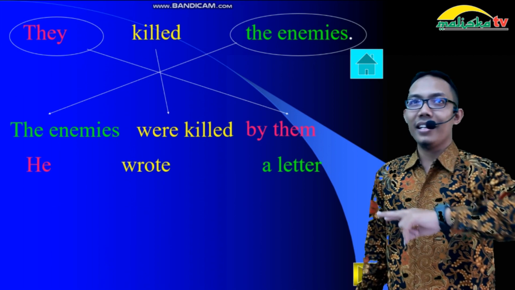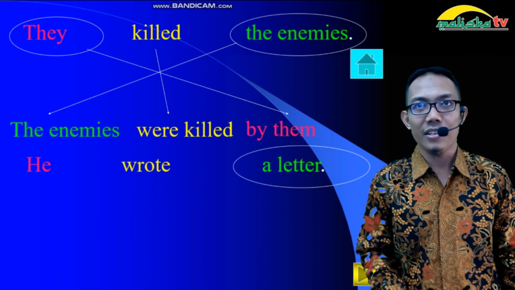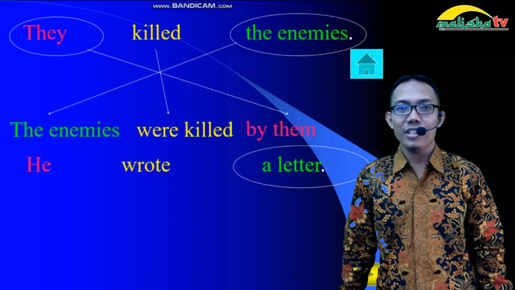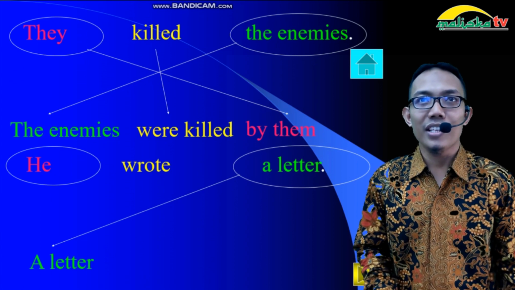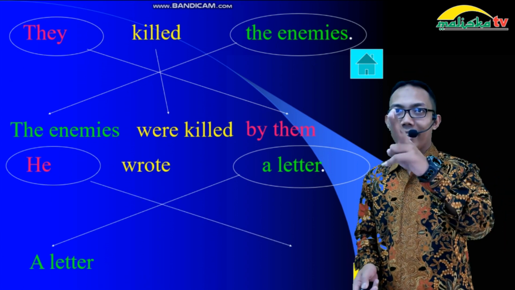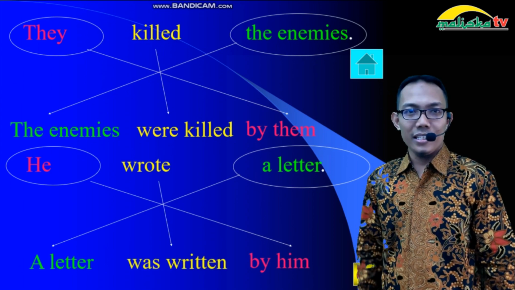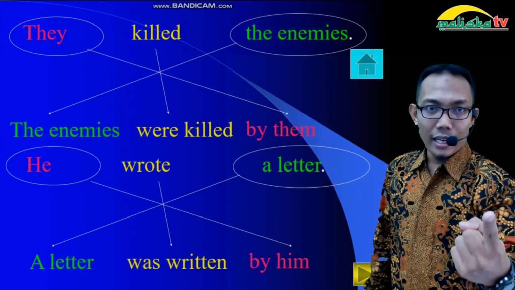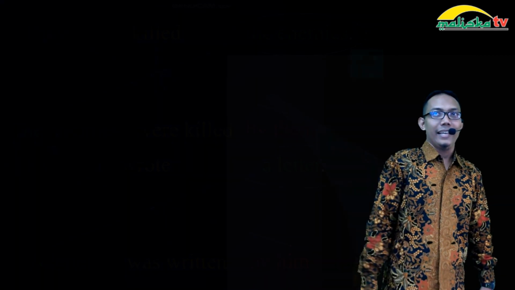And the next example, he wrote a letter. The same methodology. The object, you have to change to subject. And then the subject, you have to change to object. Okay, something like that. And then V2, you have to change to passive voice using to be and the past participle of V3. Okay, next.